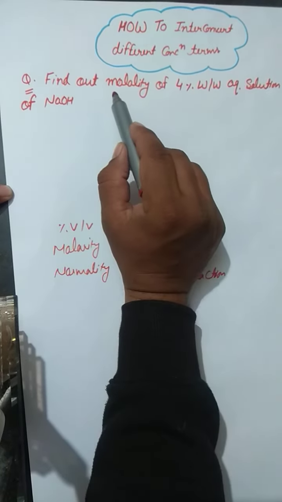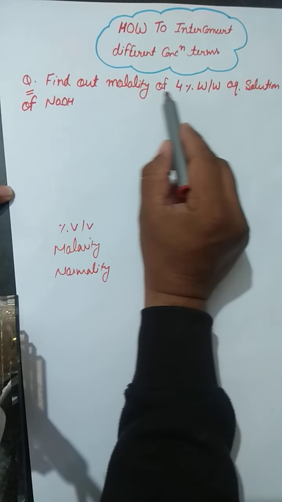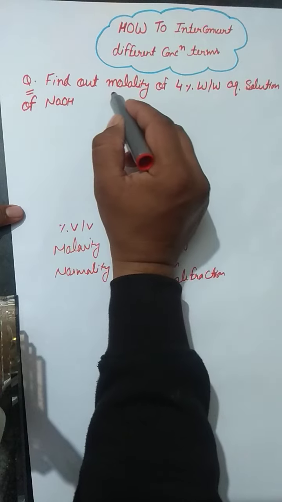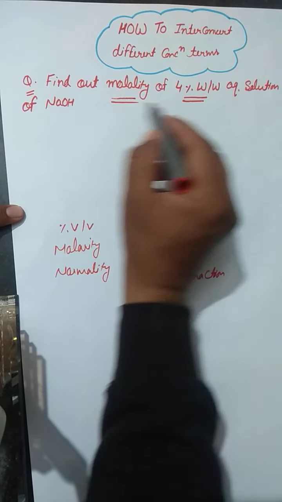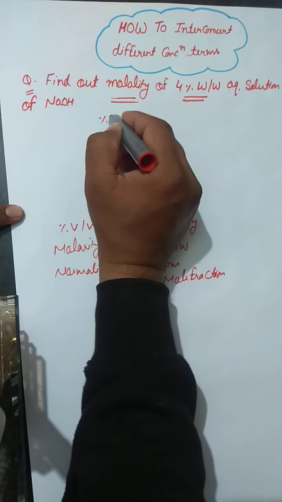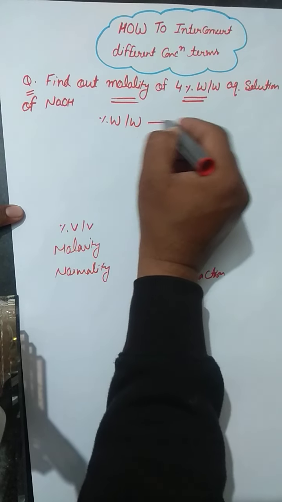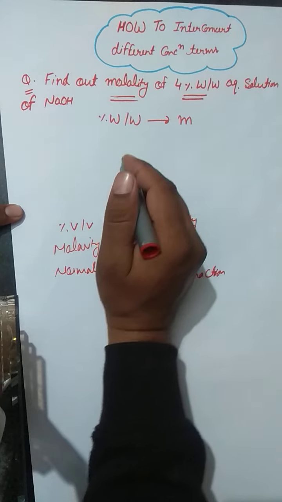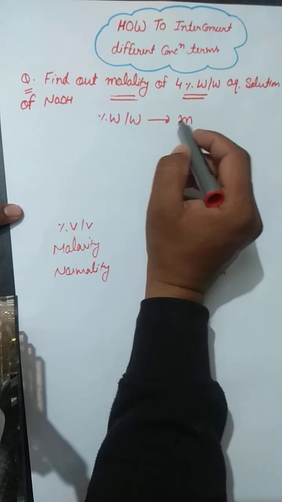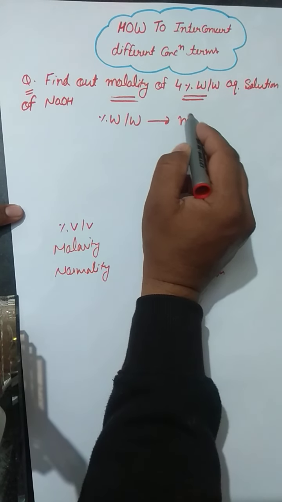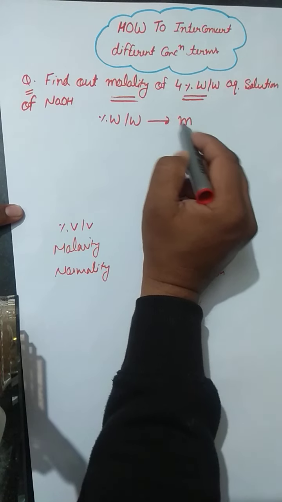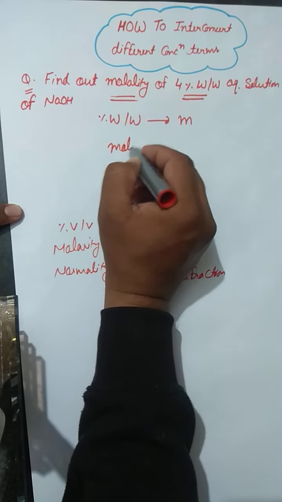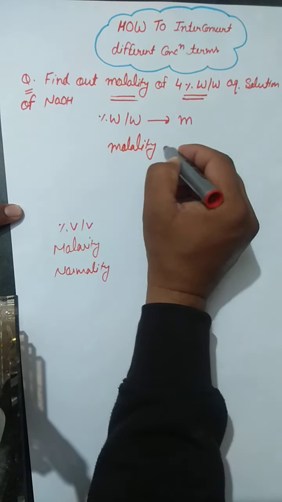Suppose we have to interconvert these two terms. Find out the molality of 4% weight by weight aqueous solution of NaOH. So what we have to do is convert percent weight by weight into molality. Clear? So first of all, we have to write down the formula of the unit which we have to find out. What we have to find out? We have to find out molality. So first of all, write down the formula of molality.